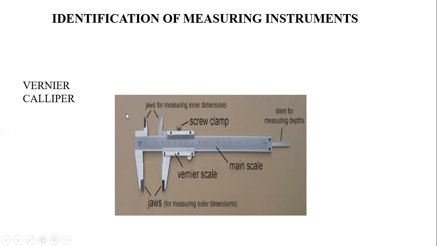These are the upper jaws of the vernier caliper, which can be used to measure the inner diameter of objects, and these are the lower jaws of the vernier caliper used to measure the outer diameter of objects. This part is known as the depth gauge, which is used to find the depth of hollow cylinders or hollow objects. The vernier caliper is used to measure the length and diameter of objects.